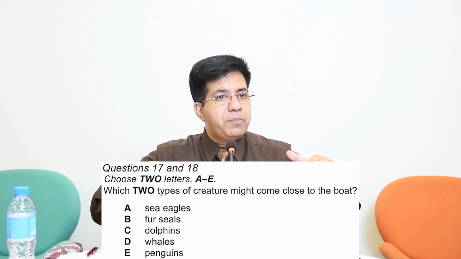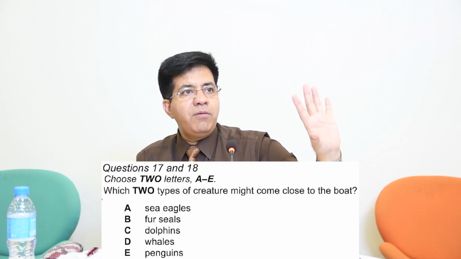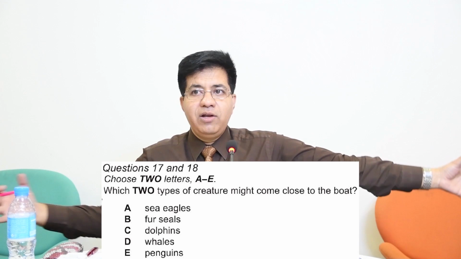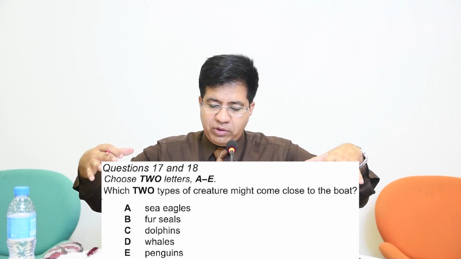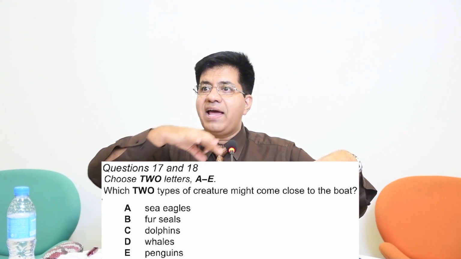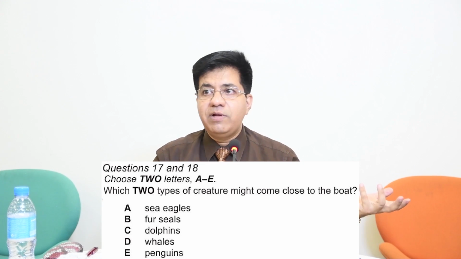Now, you will go on the boat. If they say, from the boat, you will see crocodiles at the distance, so they will not come close to the boat. If they say, on the boat, you will see sea eagles, they will fly around you. So sea eagles will be the answer.